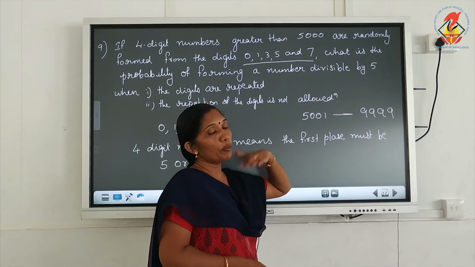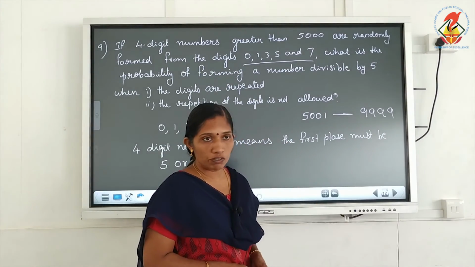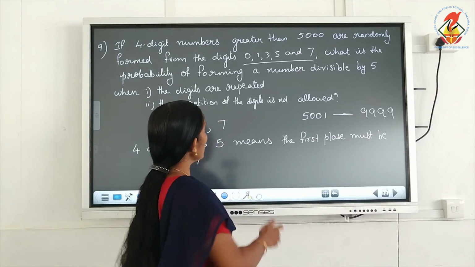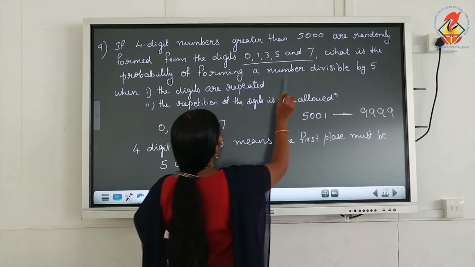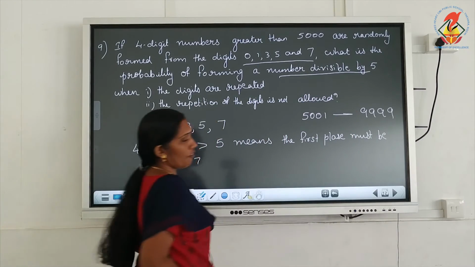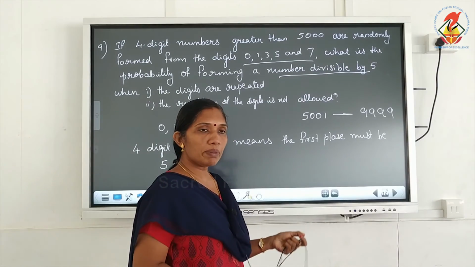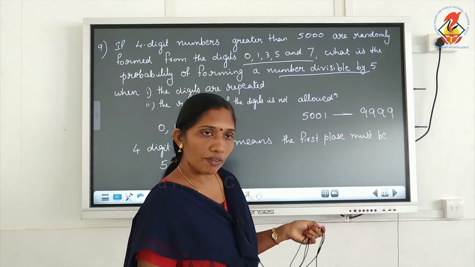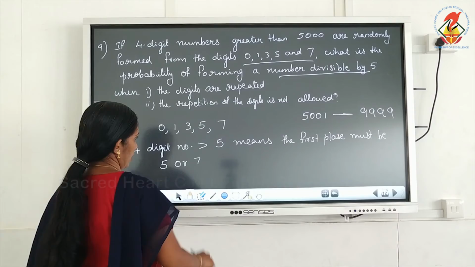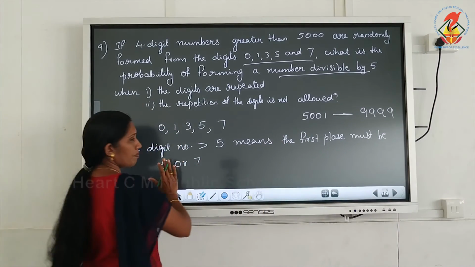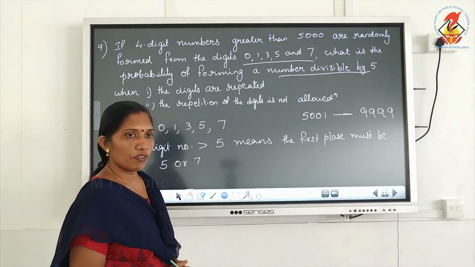So how many numbers do we have to find? The question is, what is the probability that the number is divisible by 5? That is the numerator. The denominator part is 4-digit numbers greater than 5000. So how to find it? For that, the first case is, the first place must be 5 or 7.